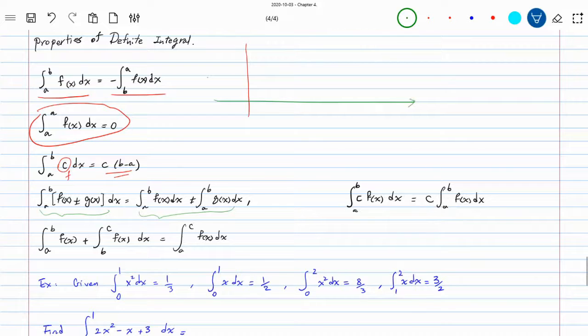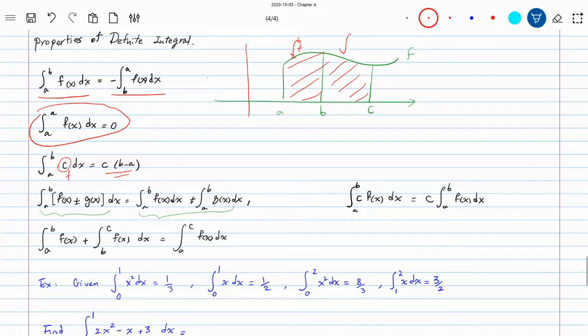Let's say you have a function f, and from A to B, from B to C. If I ask you to calculate the area from A to B, you should say this is the integral from A to B of f. And from B to C, this part would be the integral from B to C of f.